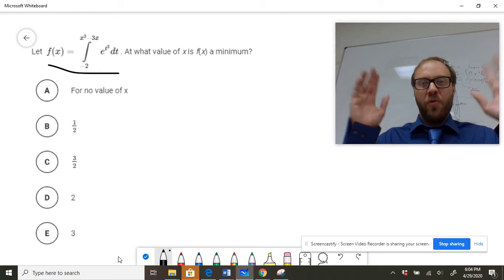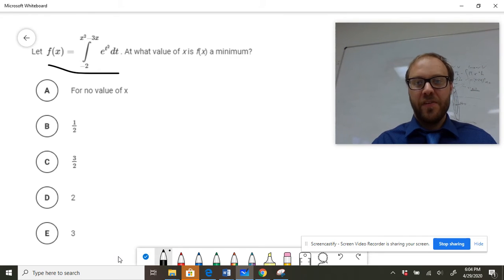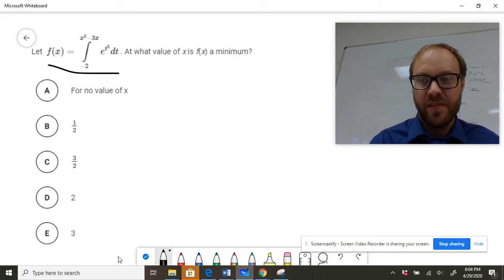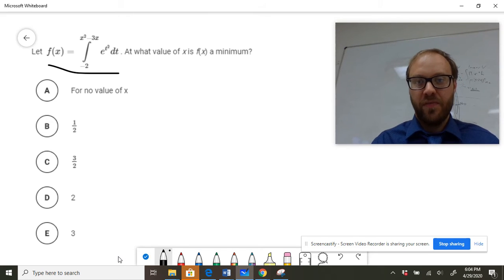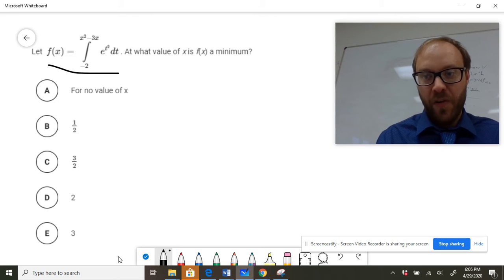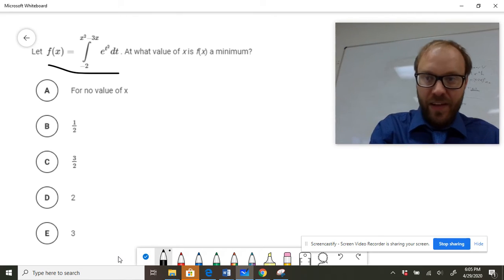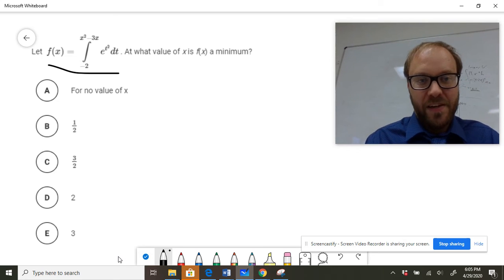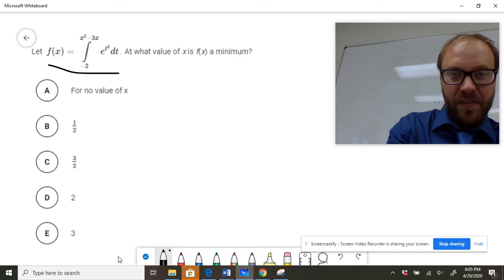So again, if you just pull back and forget about what they gave you, you just think about where we identify relative minimums or maximums. You look for a place where the derivative, where f prime, is equal to zero, and then we can put together a number line and determine relative maximum and relative minimum locations. So we need the derivative here.